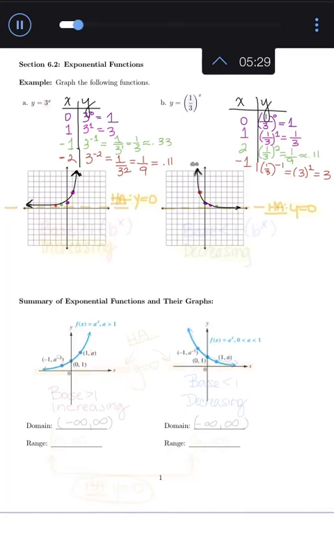So those are going to be our two different kinds of exponential graphs. The first one on the left is what we're going to see if the base of our exponential is bigger than 1. And remember, exponentials look like a number to the x power. Our base here was a 3. It was definitely bigger than 1. So we have this kind of shape where it is increasing.